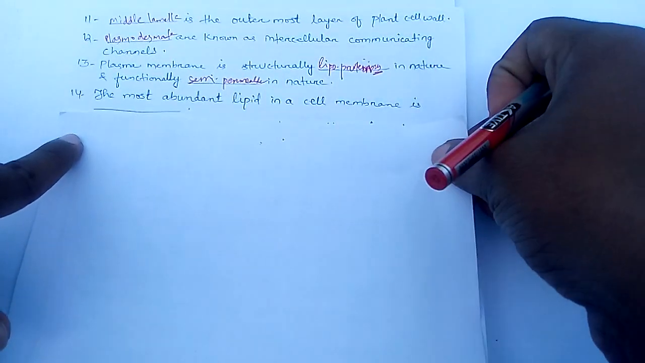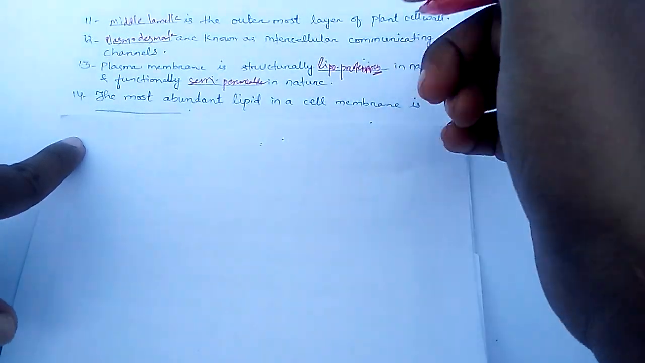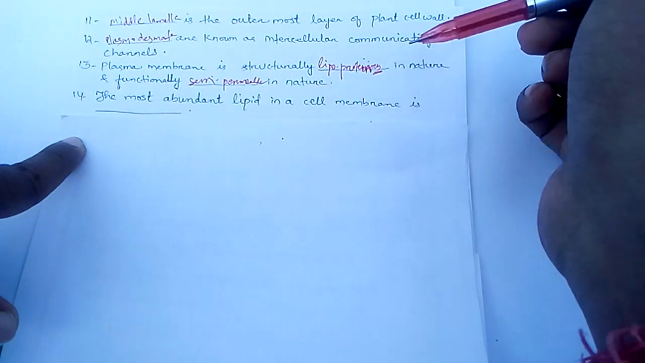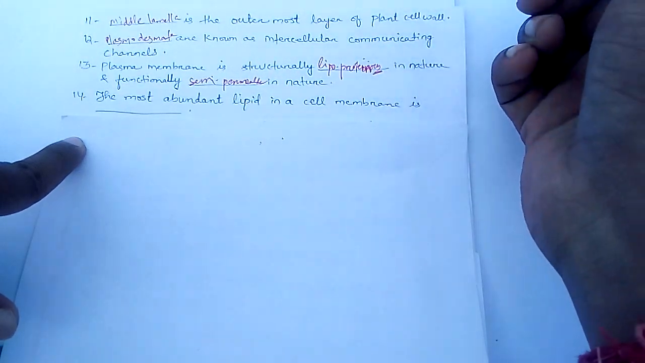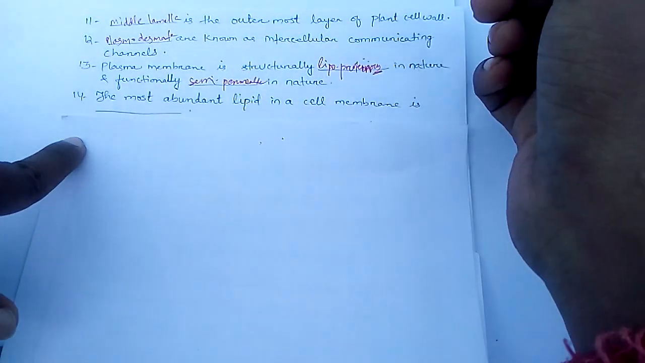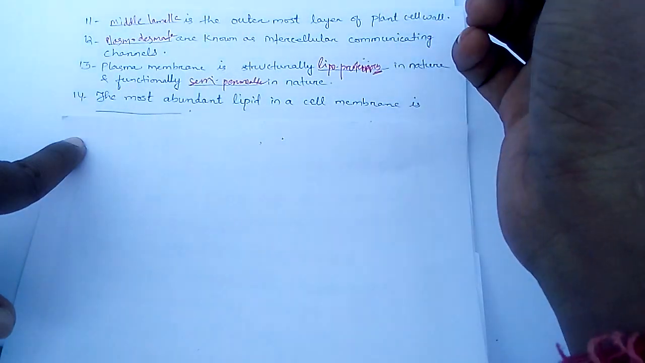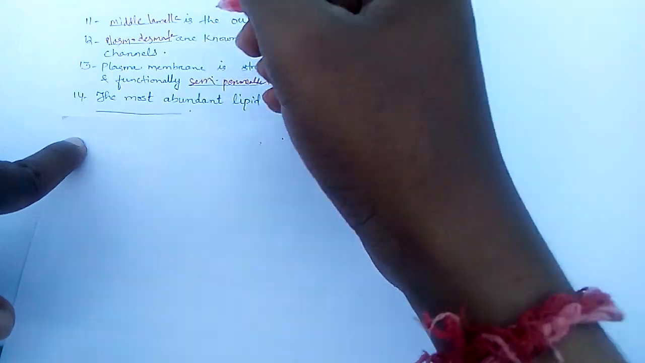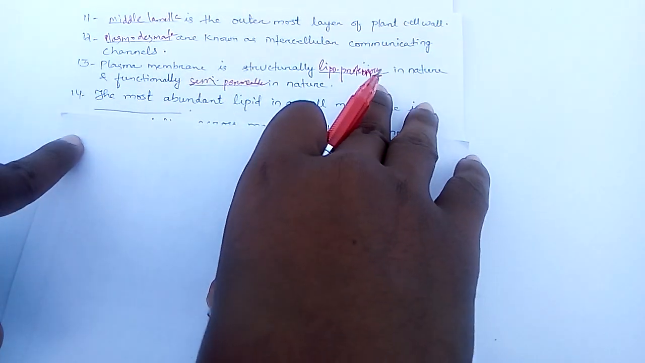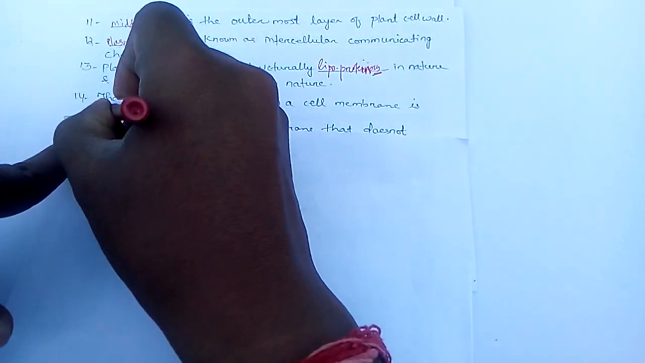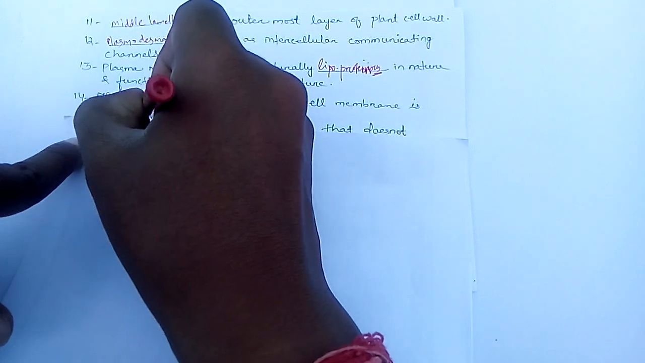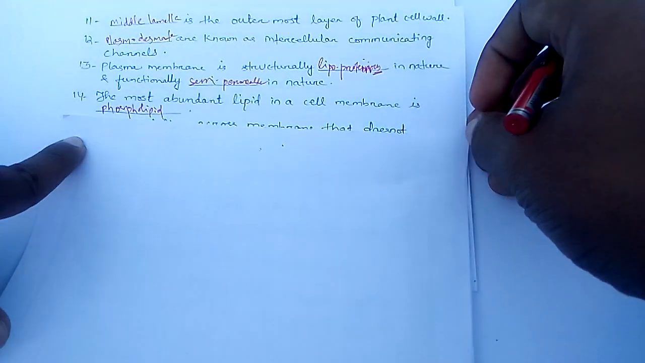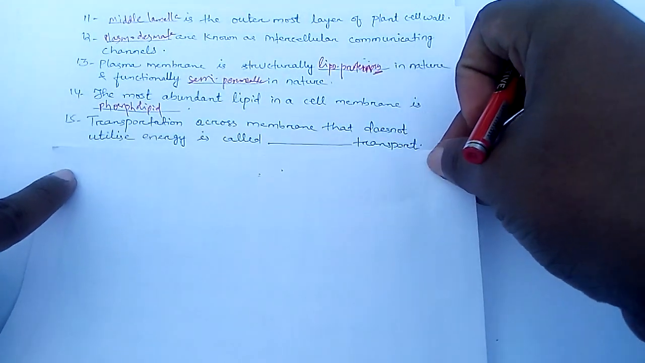The most abundant lipid in a cell membrane. Cell membrane is also known as plasma membrane, you know. The most abundant lipid in a cell membrane is known as dash. So various types of lipids are present in the plasma membrane, but which lipid has the maximum percentage? The correct answer is phospholipid. The most abundant lipid in a cell membrane is phospholipid. Then move to the next question, question number 15.